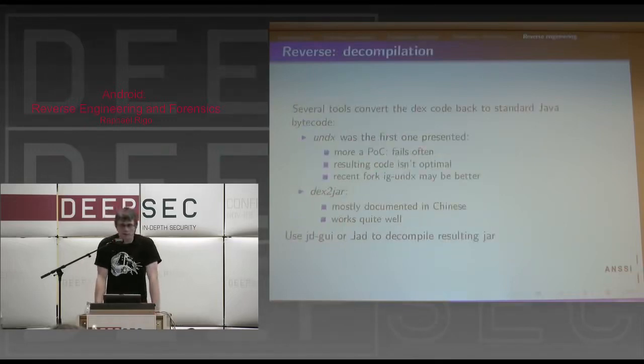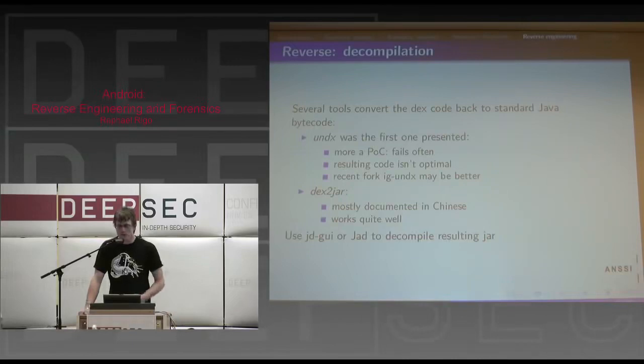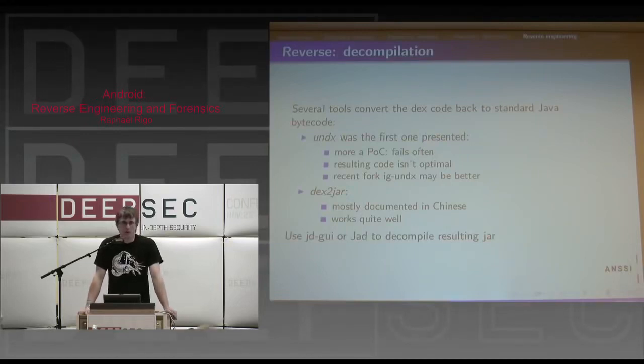And the next step after disassembly is decompilation. Of course, in Java, it has been done for years, but here the virtual machine is different, so it's not that easy. You have two main tools that are used to convert the Dex code from the Dalvik virtual machine back to standard Java bytecode. The first one was ded. It was presented two years ago, I think. It's really interesting, but it was more a proof of concept, and unfortunately, it fails often, and the resulting code is not that readable.